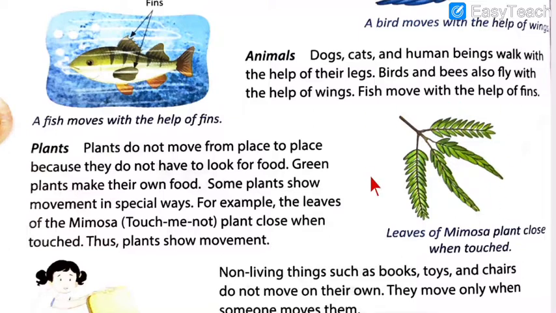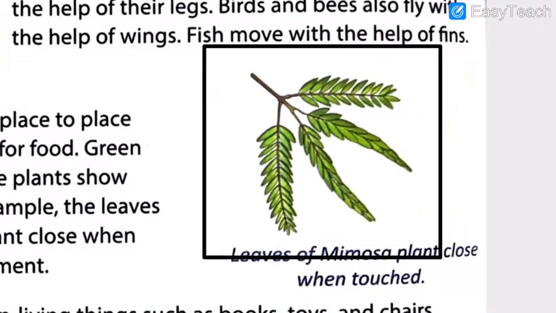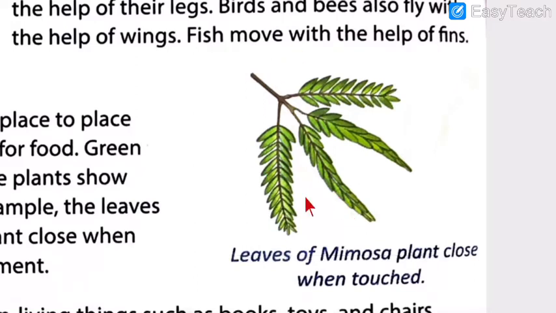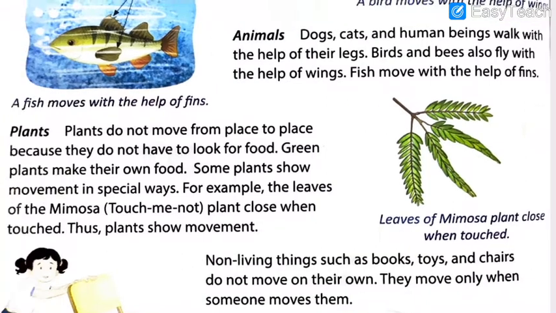Here it is shown how the mimosa plant looks. Now if I zoom in on this picture, you can see that the leaves remain open like this, and the moment you touch these leaves, they close themselves like this. So I hope that by this picture you can clearly understand how the mimosa leaves look and what the movement of the plant is.